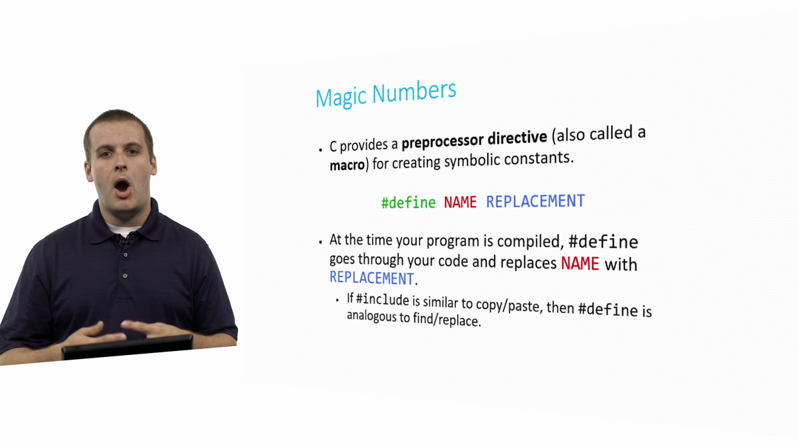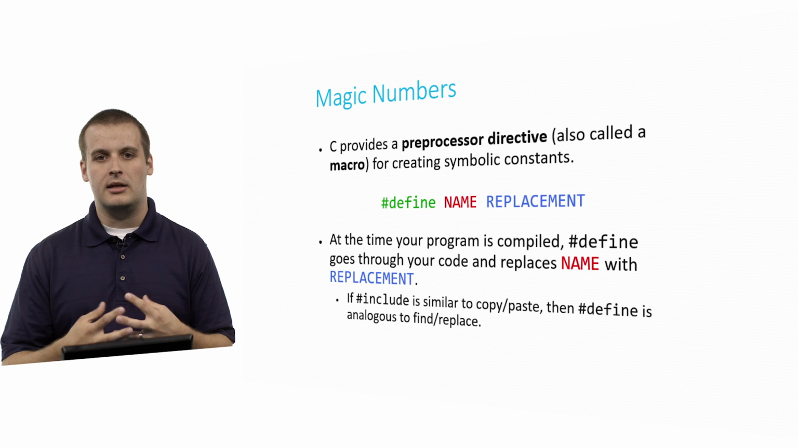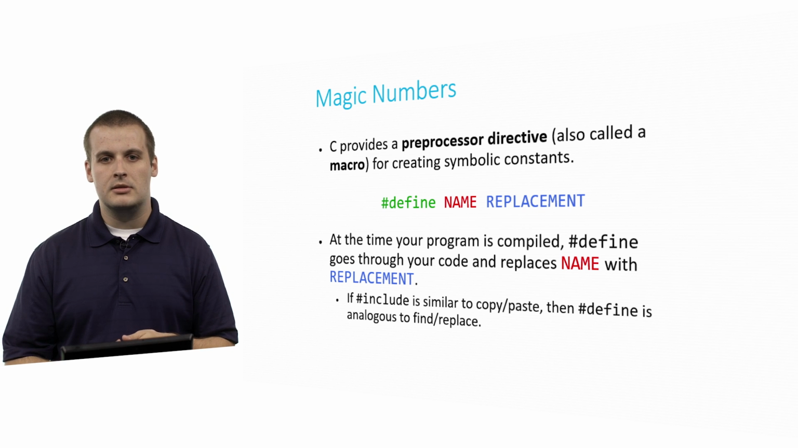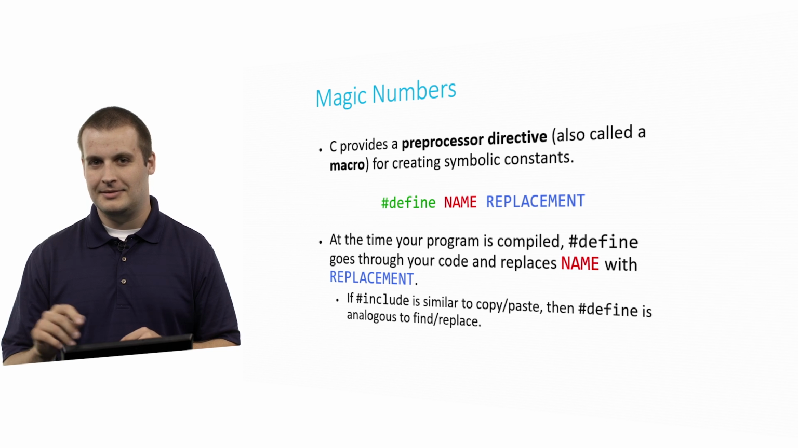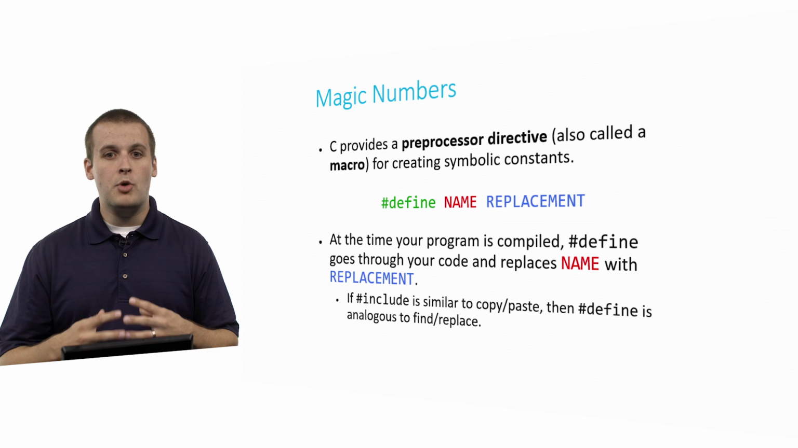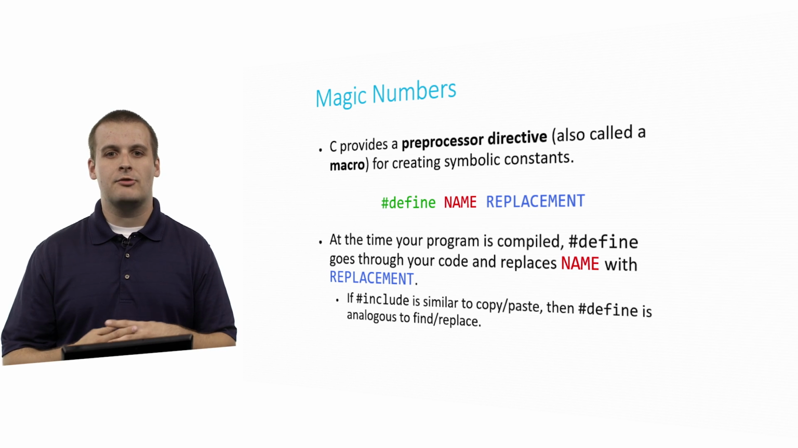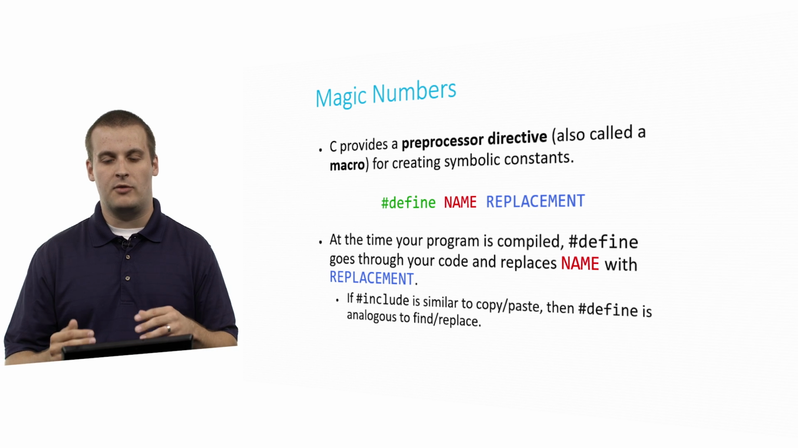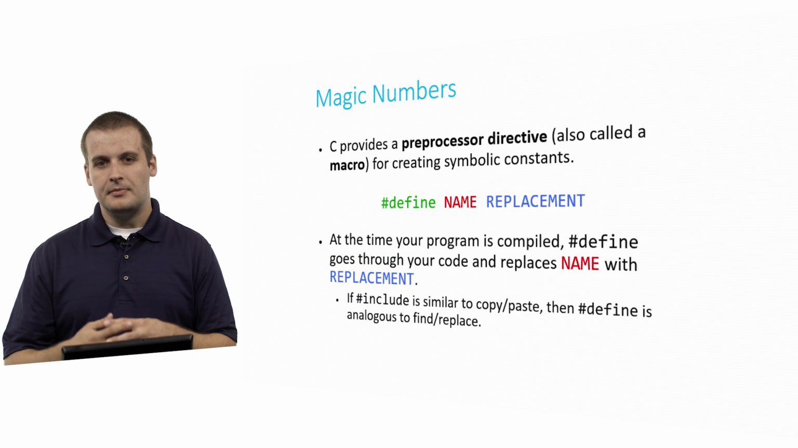The way to create symbolic constants, or giving a name to a constant so that it has more meaning, is as follows: #define, name, replacement. Really important aside here really quick: don't put a semicolon at the end of your #defines. So it's #define, name, replacement. When your program is compiled, what actually happens is the compiler is going to go through your code and replace every instance of the word name with whatever you put as replacement.